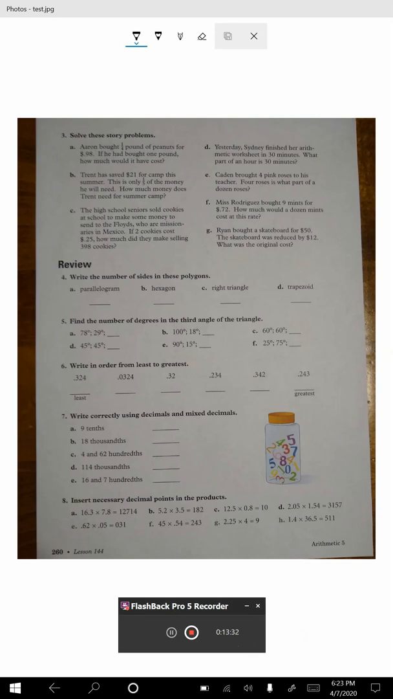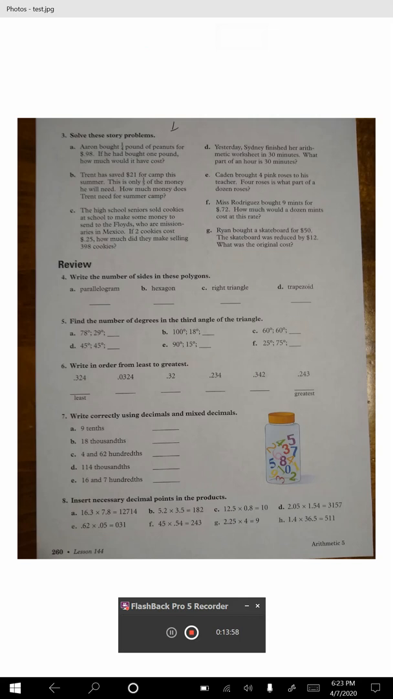Alright, so we're on the back part of the page. I want to work these story problems with you. They're not in the review, so I thought I could help you with them. Aaron bought 1/4 pound of peanuts for 98 cents. If he bought 1 pound, how much would it have cost? Now the next problem is going to be very similar to this one, so I'm going to do them 2 different ways, so we can just see different ways we can do them.